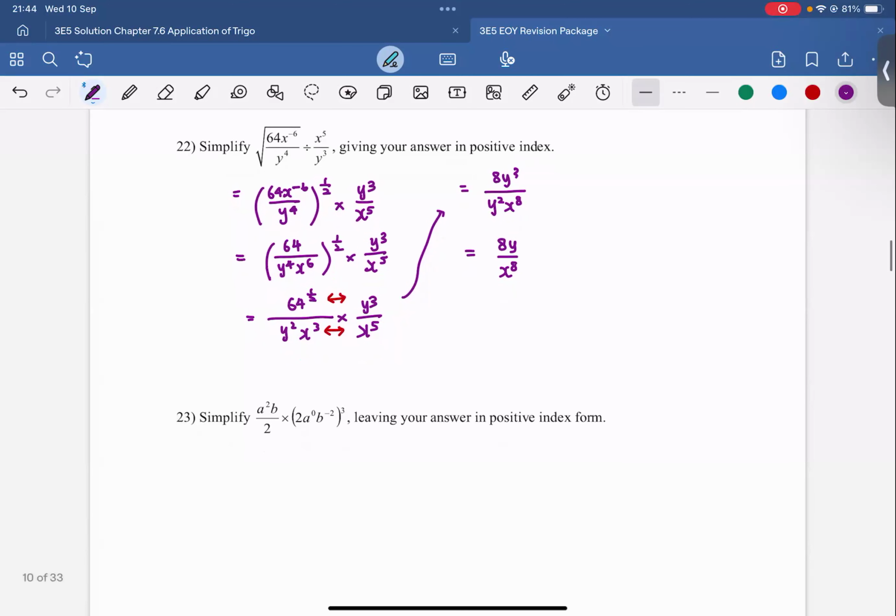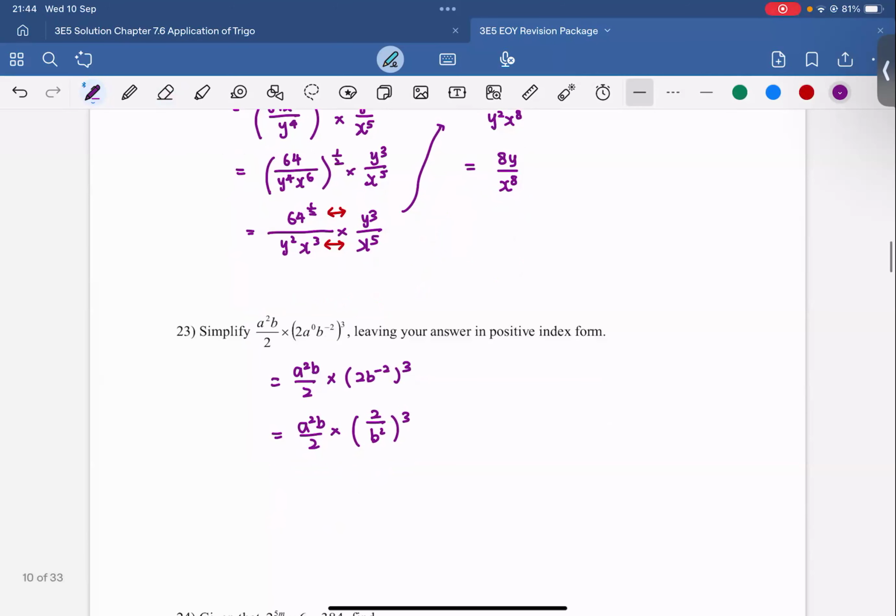Okay, 23. First thing first, simplify a square b over 2, leave it there. You must know that this 0 belongs to a, so this will become 2b minus 2 cubed. Okay, here comes a very common mistake that most people will make. You will write this as 1 over 2b squared, which is wrong. The power negative 2 only belongs to b, does not belong to 2. So if we change this to positive power, it's actually 2 over b squared.